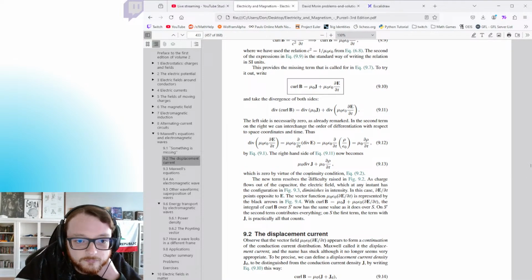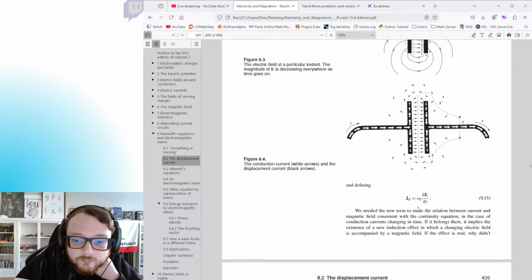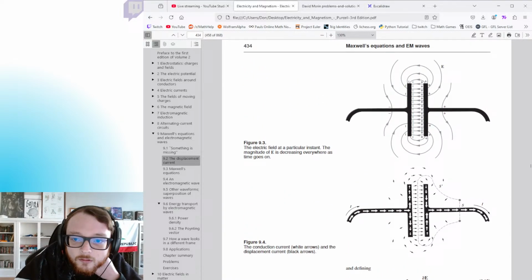So I could see that the black arrows are following the electric field lines from figure 9.3 and going in the opposite direction. Oh, yeah, that's true, isn't it? If you superimpose figure 9.3 on top of figure 9.4, those electric field lines would land on top of those little black arrows, and they're going in the opposite direction. Okay, so I think I completely missed that caption.